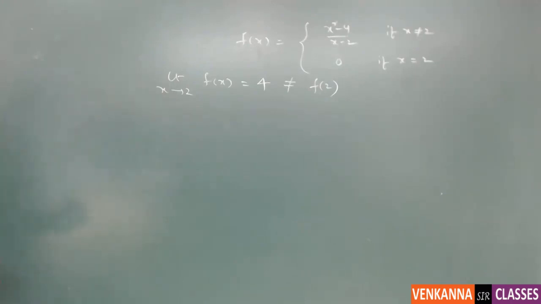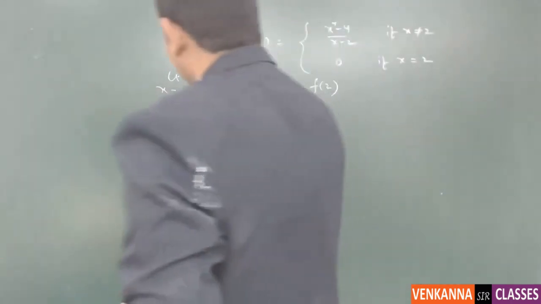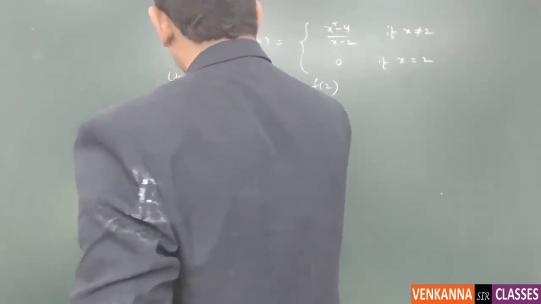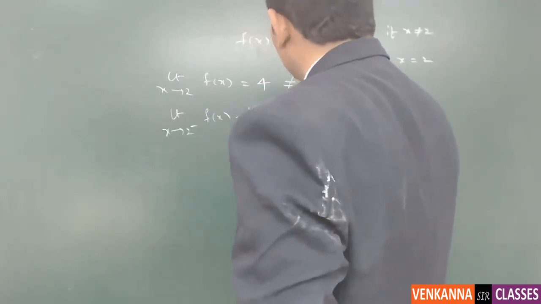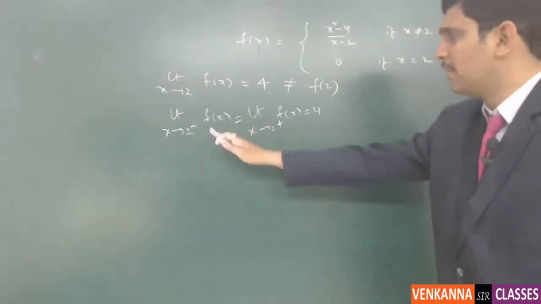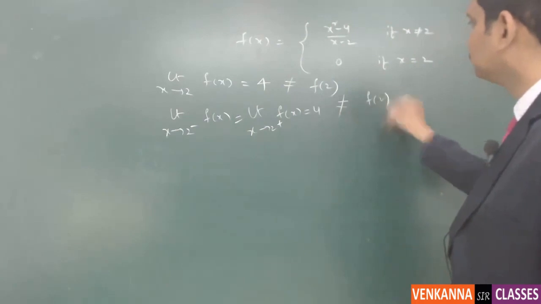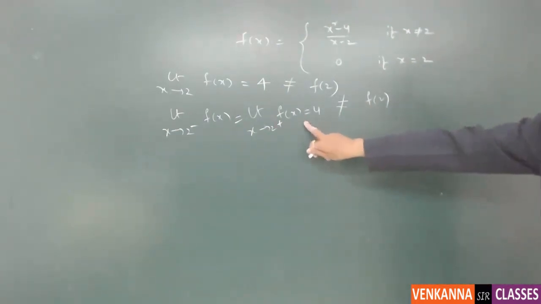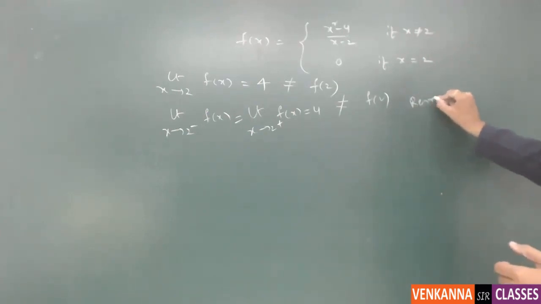Okay. So here, if you elaborate on this, limit x tends to 2 minus f of x value and limit x tends to 2 plus f of x value, both are equal. Left hand limit, right hand limit, both are equal, but they are not equal to the function value. So it is nothing but discontinuity of the first kind, and we say that it is removable discontinuity.